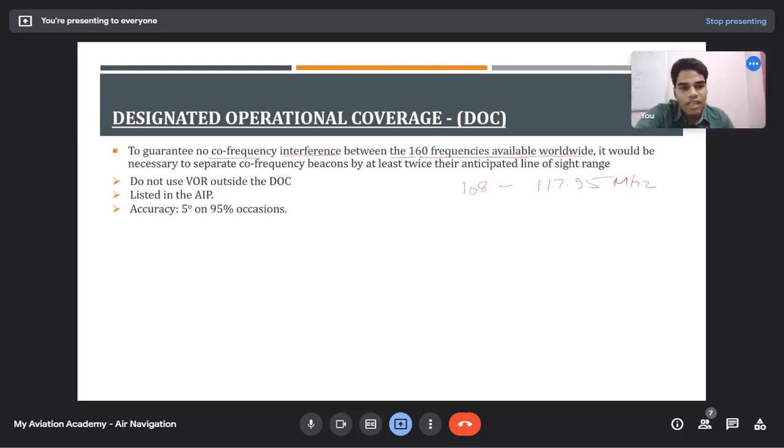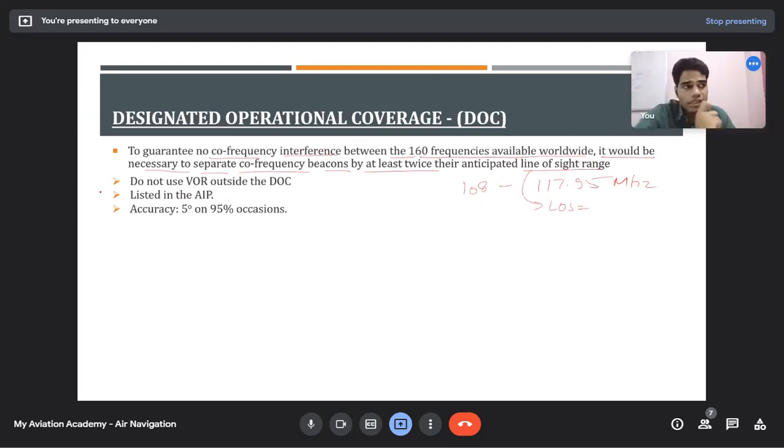So if we have 160 worldwide availability, and if you imagine how many airports we have, of course some of the airports are supposed to be using the same frequency. So it would be necessary to separate the frequency beacons by at least twice their LOS. LOS is line of sight. The formula I have already told you.